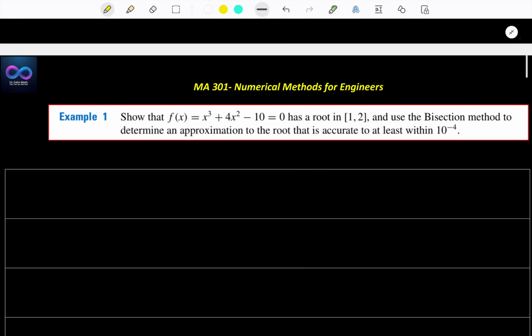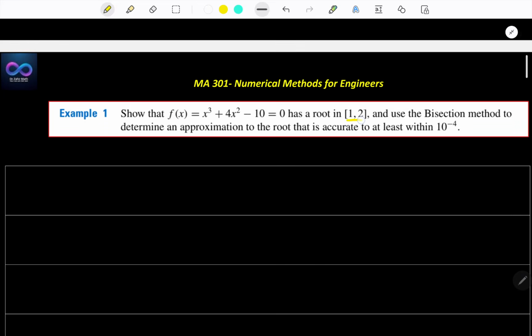Let's go to the first question. Show that f of x equals x cube plus 4x square minus 10 equals 0 has a root in 1 comma 2. Please underline the words 'has a root in 1 comma 2'. Use the bisection method. Which method are we going to use? The bisection method, to determine the approximation to the root that is accurate to at least within 10 power minus 4. You need to underline all these words.